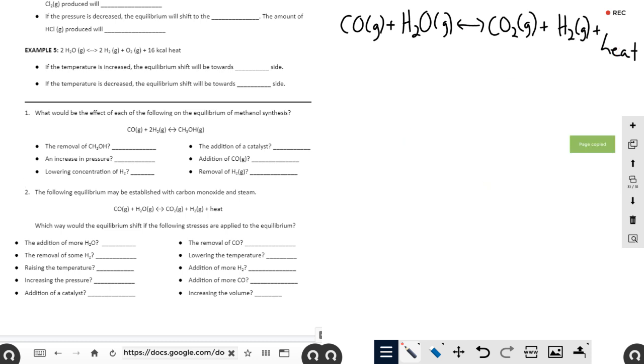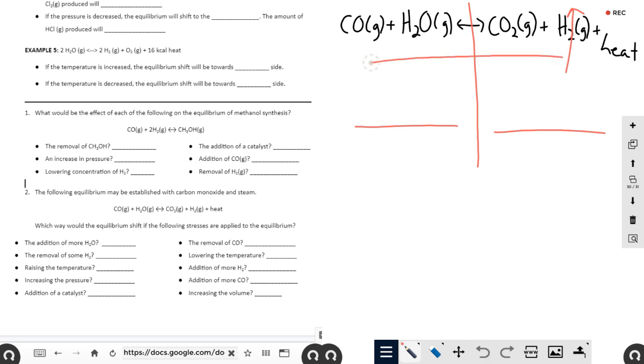Now what? Adding more H2. Here is where the two sides are, right? So if I add more, what's the crisis? I have to get rid of it. I have to use it up. So I need to go toward the other side. So it will go toward the left or the reactant side.